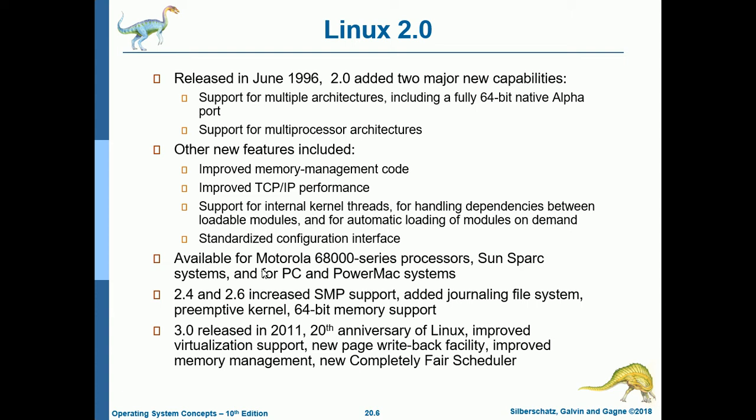Then next we have versions 2.4 and 2.6, with increased SMP support, which is symmetric multiprocessing, an added journaling file system, a preemptive kernel, and 64-bit memory support. Version 3 was released in 2011, after 5 years, the 20th anniversary of Linux, with improved virtualization support, a new page write-back facility, improved memory management, and a new completely fair scheduler.